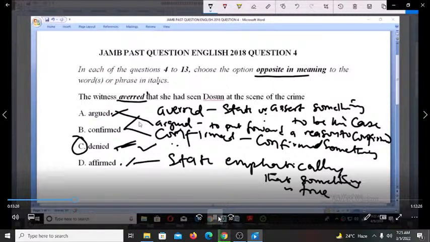So the opposite of averred, like I said, averred means to confirm that something is true, or to argue that something is true, or to affirm that something is true. So deny is the opposite of all these other things, because all of them mean the same thing. So deny is the only one that is out there, and that is the one having opposite in meaning, and that makes C the answer to this. Thank you.